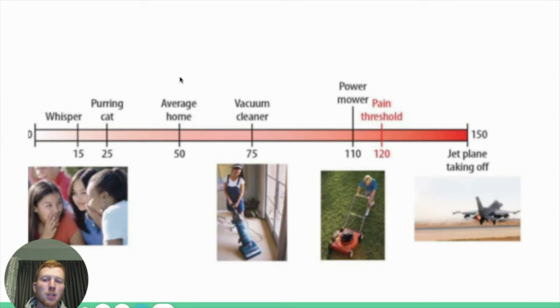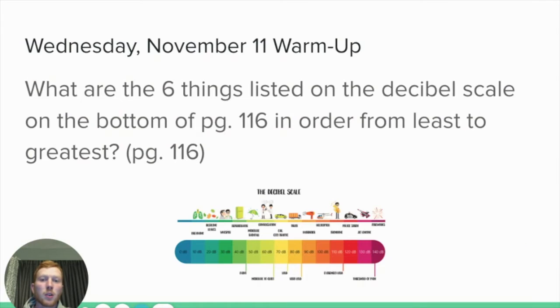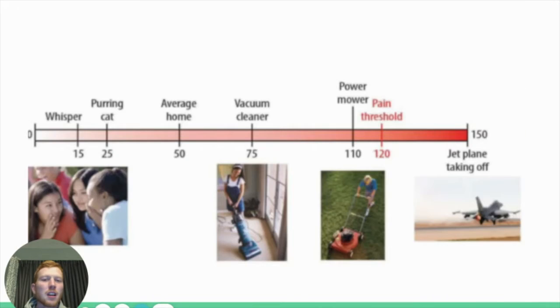So you have 1, 2, 3, 4, 5, 6, 7 different things that you need to write for your answer for your warm-up. It says 6 things. You don't have to list the pain threshold. That's okay. So you can just do all of the black ones here, understanding that the pain threshold is there at 120 decibels.